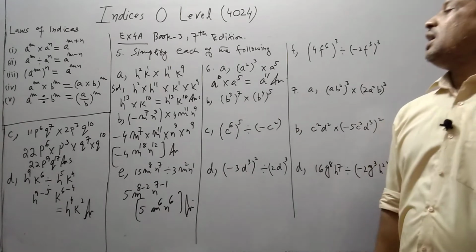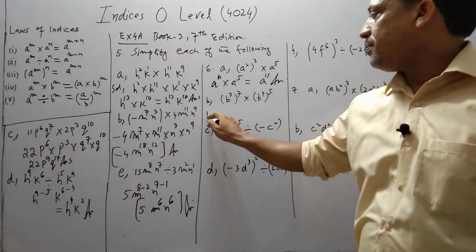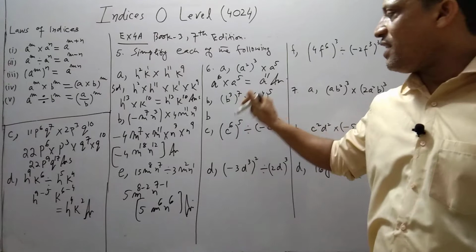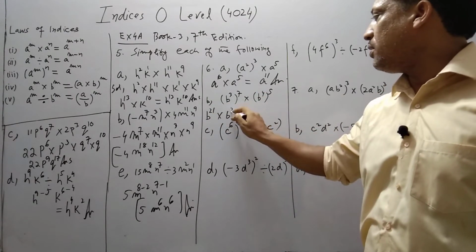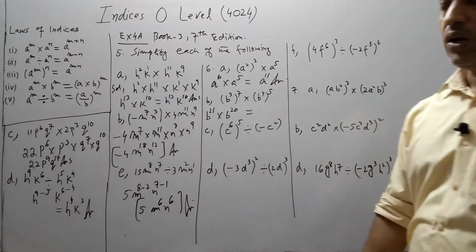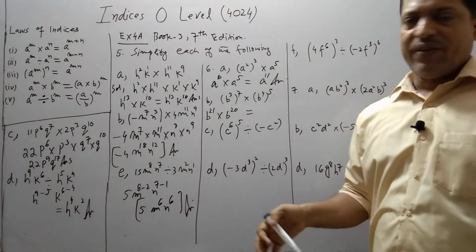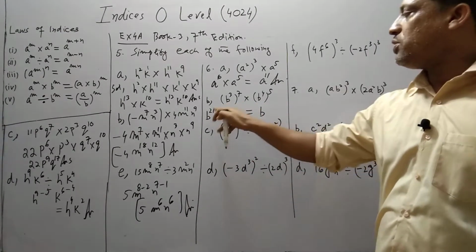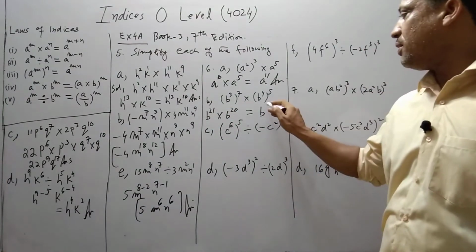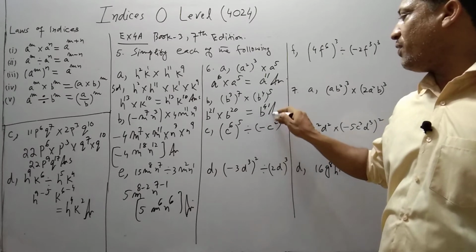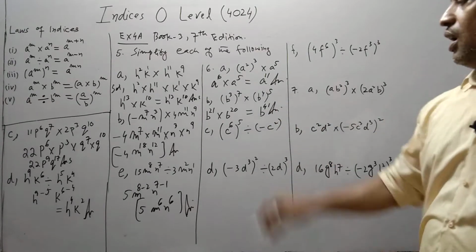Okay students, see part B. Power to the power: 3 sevens are 21, 4 fives are 20. If bases are the same, then powers are added. What is 21 plus 20? You know 21 plus 20 is 41. So B to the power 41 is your final answer.